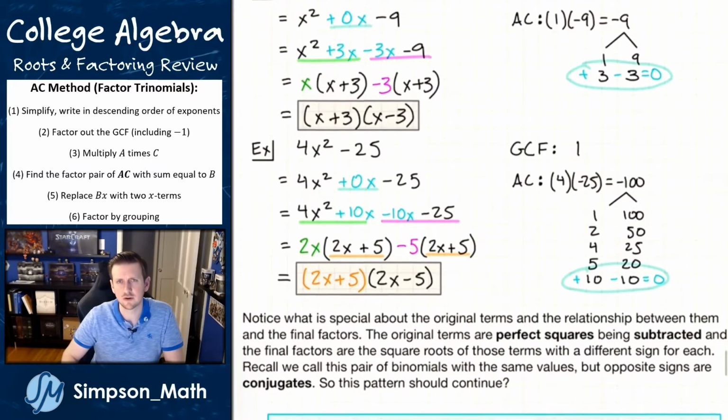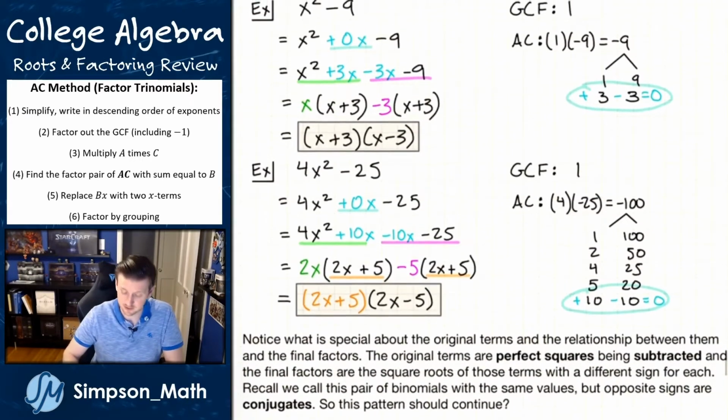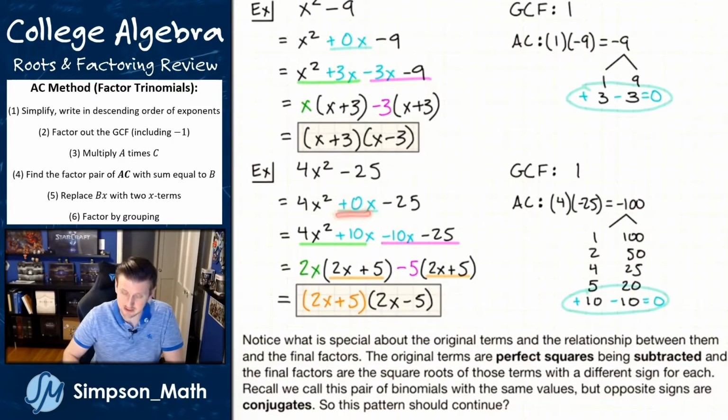All right, so what about this one? 4x squared plus 0x minus 25. Same process. AC is negative 100. That's going to be a positive 10 and negative 10, so that way it adds to 0. When you get done, you end up with 2x plus 5 and 2x minus 5.